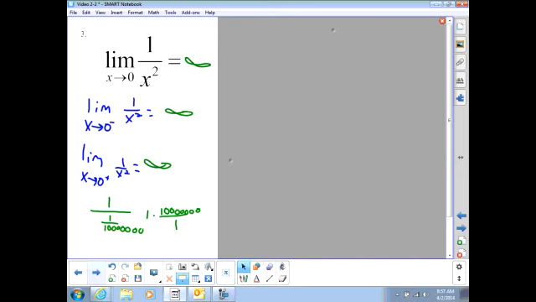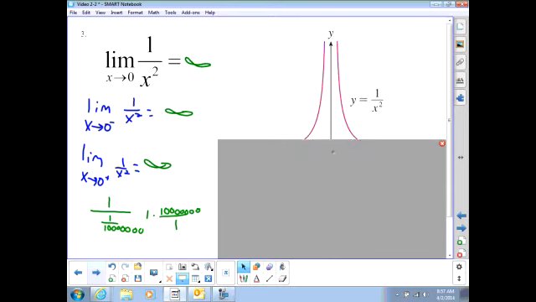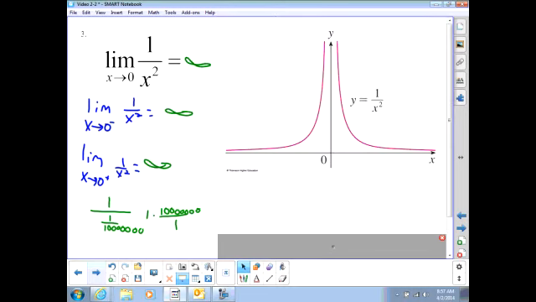Now you could have looked at this graphically as well. If we graphed 1 over x squared, it's pretty clear that as your x values go to 0 from the left, our y values are getting huge, going to infinity. And when you look at your x values going towards 0 from the right, your y values are also getting huge, meaning your overall limit is infinity.